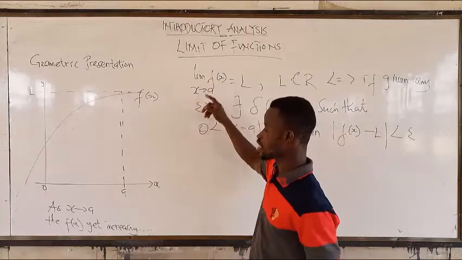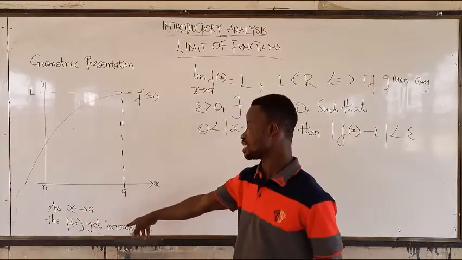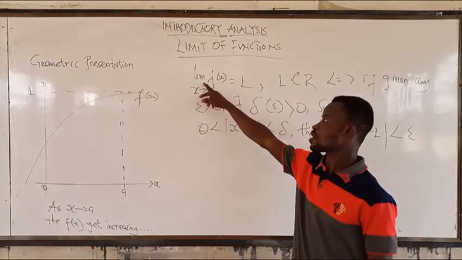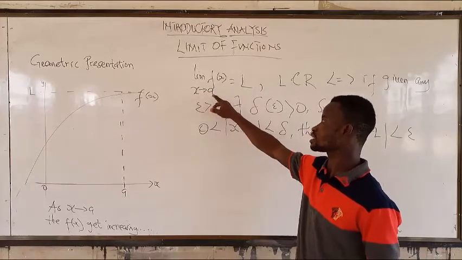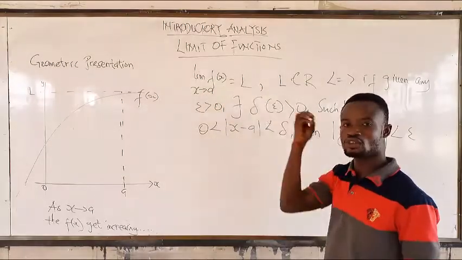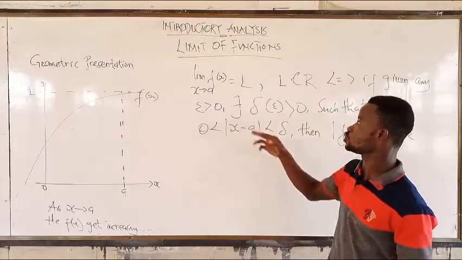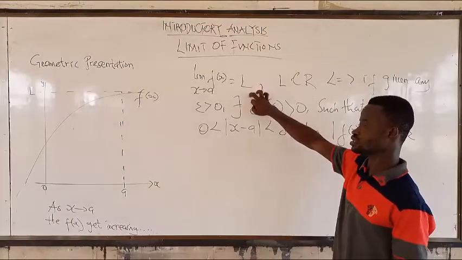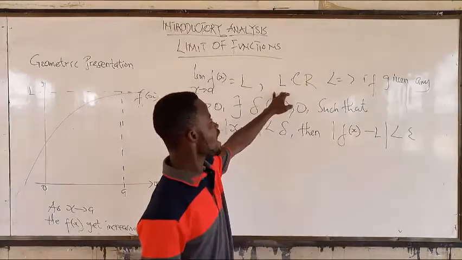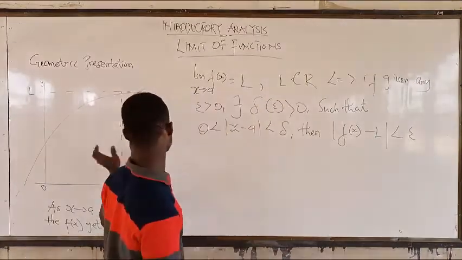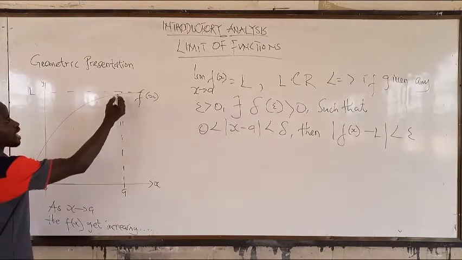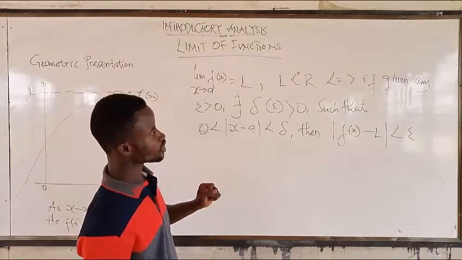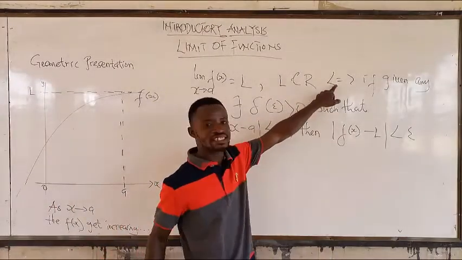Now, when we say that as x approaches a, the function f of x gets increasing, it means that when you take the limit of the function as x approaches a, you are going to get a value, and that value is L. It's going to be bounded to a certain value, and that value is L, where L belongs to the real numbers. Very good. So we issue the equivalent statement here.